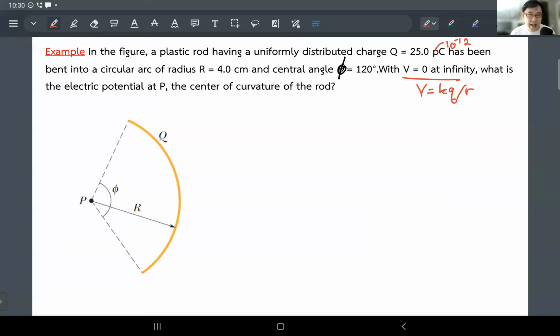We found the electric field at point P before, right? And remember, we did calculus. We had to break it into two components, horizontal and vertical, and so on. And then you really did do the calculus thing. You have to integrate.